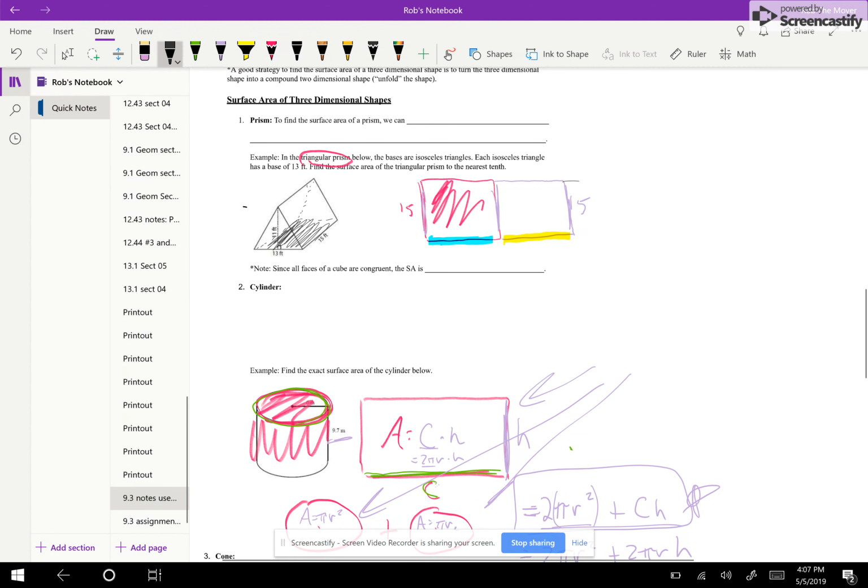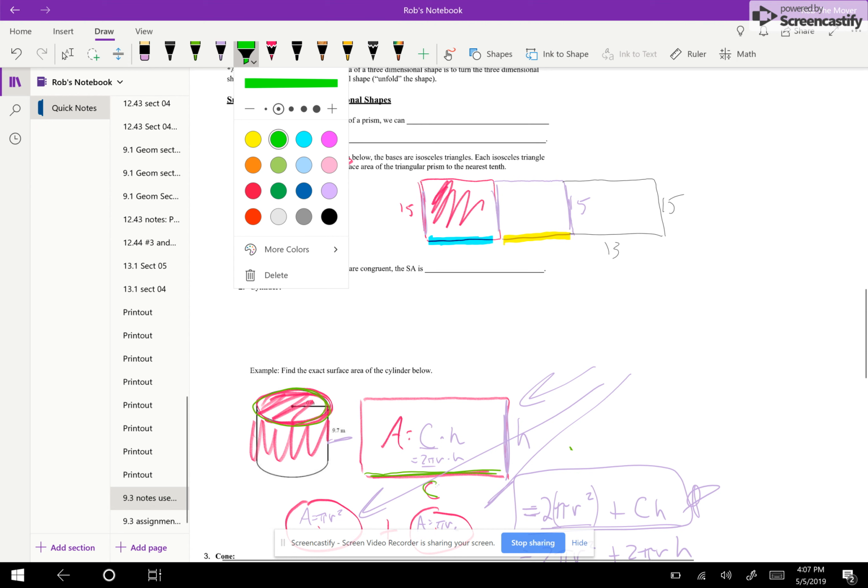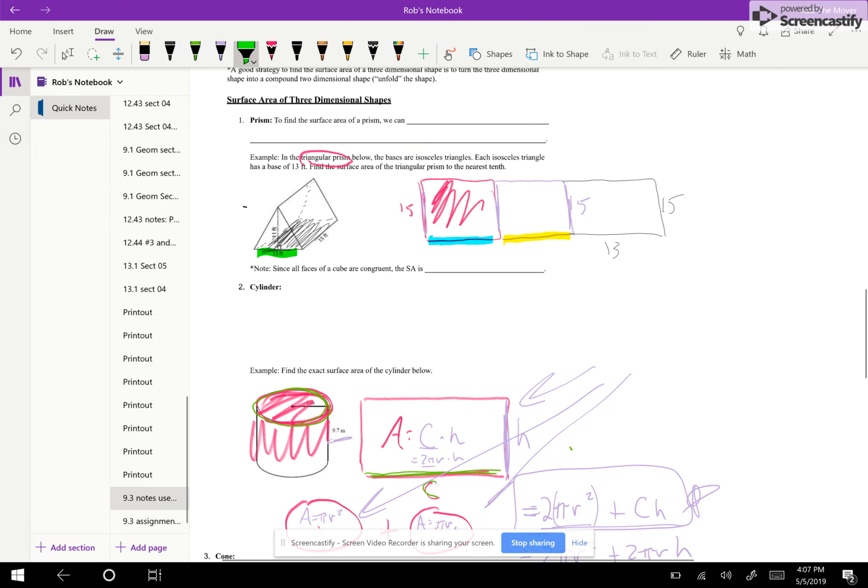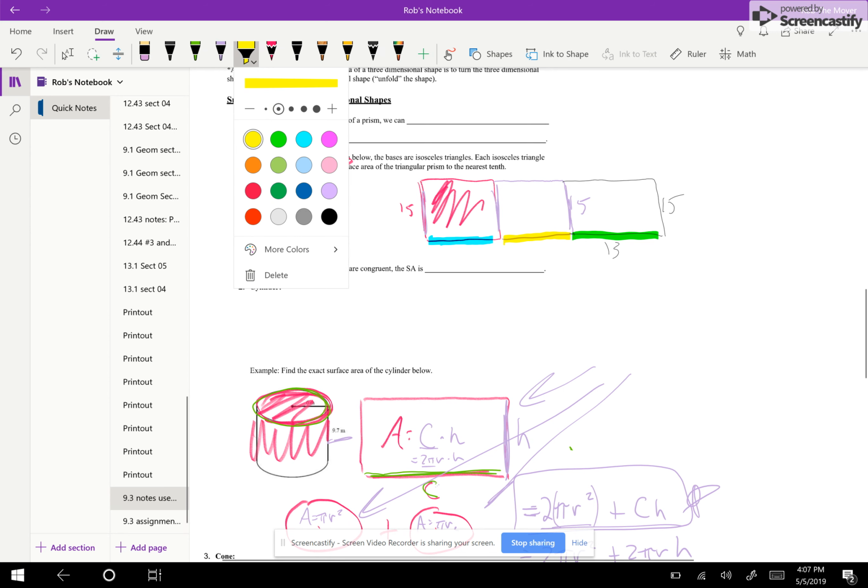Again, it's got a height of 15. It's got a height of 15, and the base is actually 13. And I can't remember the color. What color did I actually use there? I think I used green. I highlighted it green before. This was the green one. That matches that one. Okay. So again, let me redraw these in. And the purple one. No, that was the blue one.